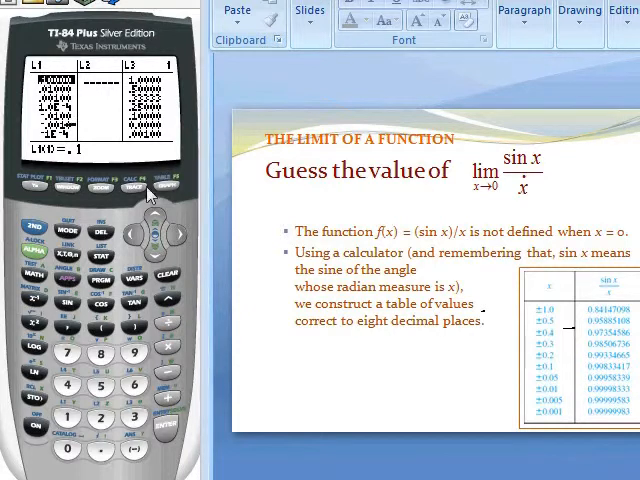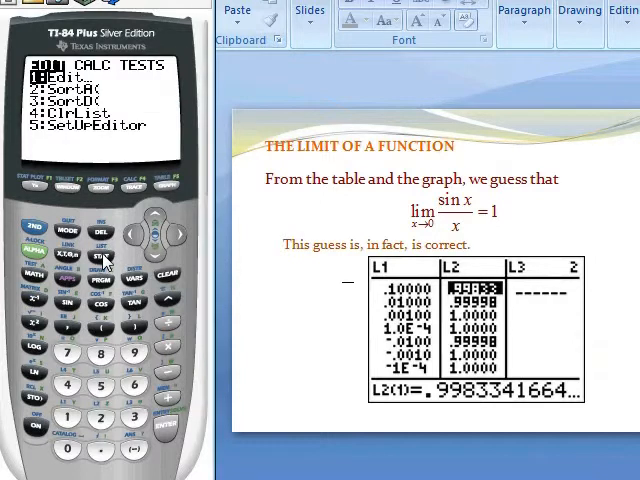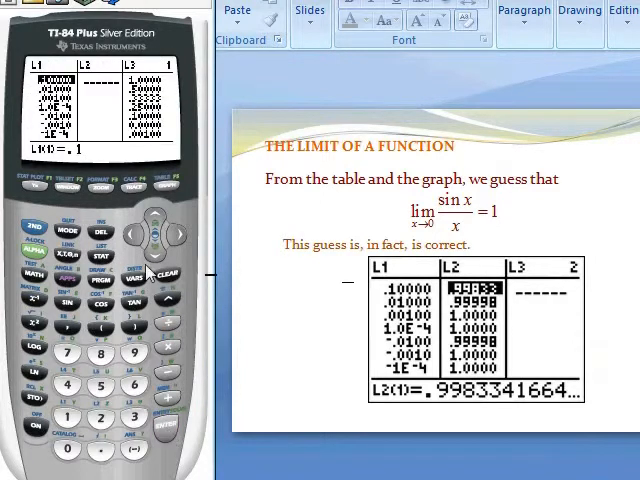So I put these values in the table. To get to the table, stat, edit. And I entered 0.1, down, 0.01, down, 0.001, down, and so forth. And then some negative values: negative 0.01, negative 0.001, negative 0.0001. All right, so to just duplicate that table.